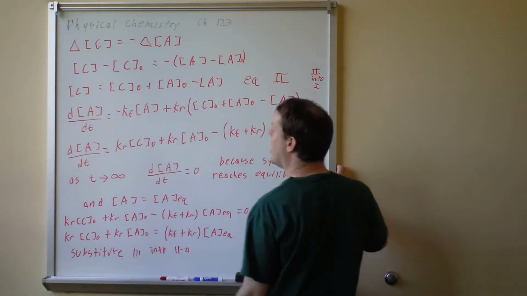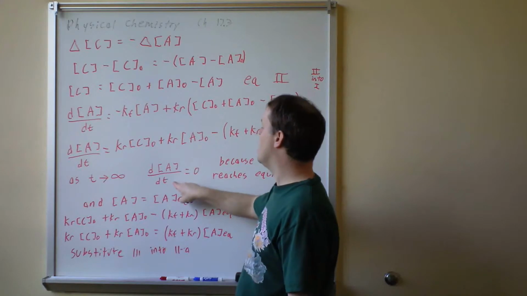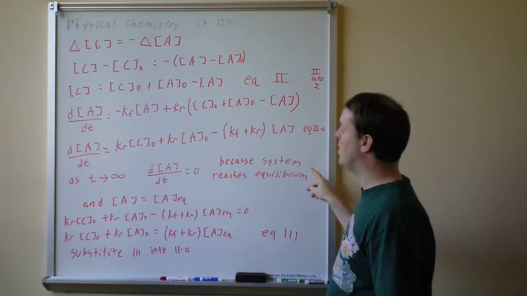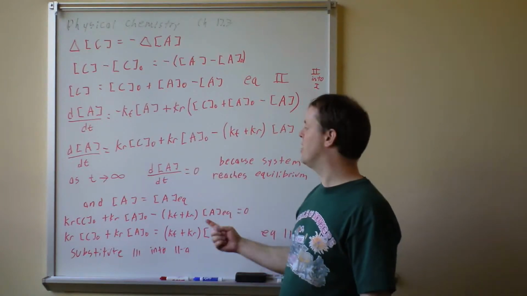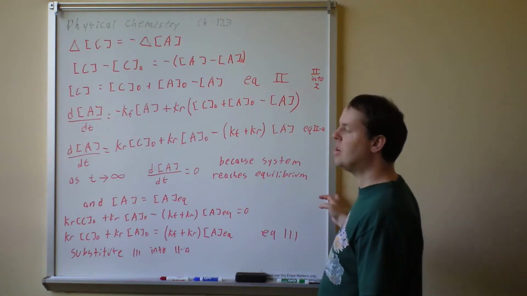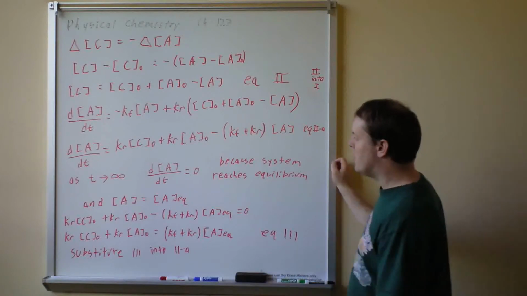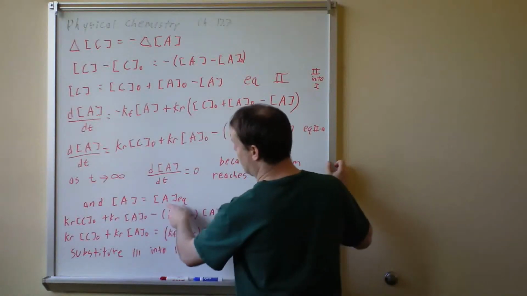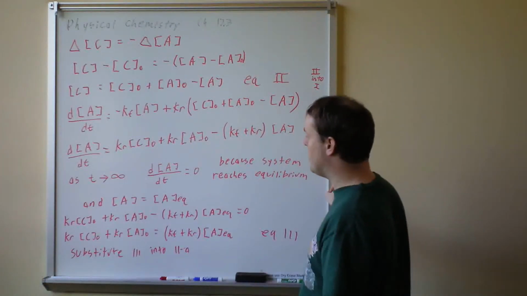Now remember, as time goes to infinity, the derivative of the concentration of A with respect to time is going to go to 0 because the system is going to reach equilibrium. Now remember, this doesn't mean there's no reaction. It means the forward reaction and the reverse reaction will have the same rate. So the concentration of A won't be changing anymore, and neither will the concentration of C, obviously. So from now on, we'll call the concentration of A the concentration of A at equilibrium because we're talking about what's going to happen at equilibrium.